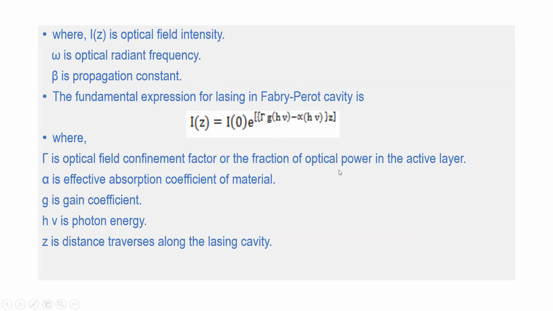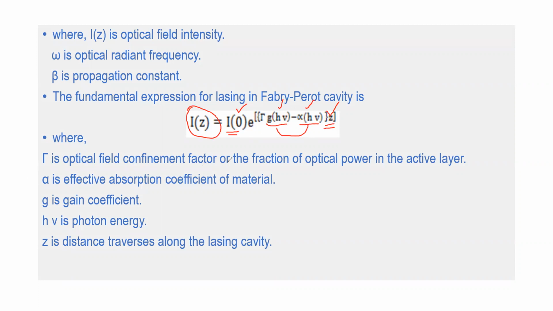Coming to this equation in your Fabry-Perot cavity, in a general cavity, this gΓ(hν) is the gain which is occurring, and this α(hν) is loss. That is gain occurring as a function of energy and losses occurring as a function of energy. After finding the difference, the remaining energy is considered to be your optical intensity. This is I(0), at the initial point. This is the variation with respect to z, that is, as the distance is traveled.